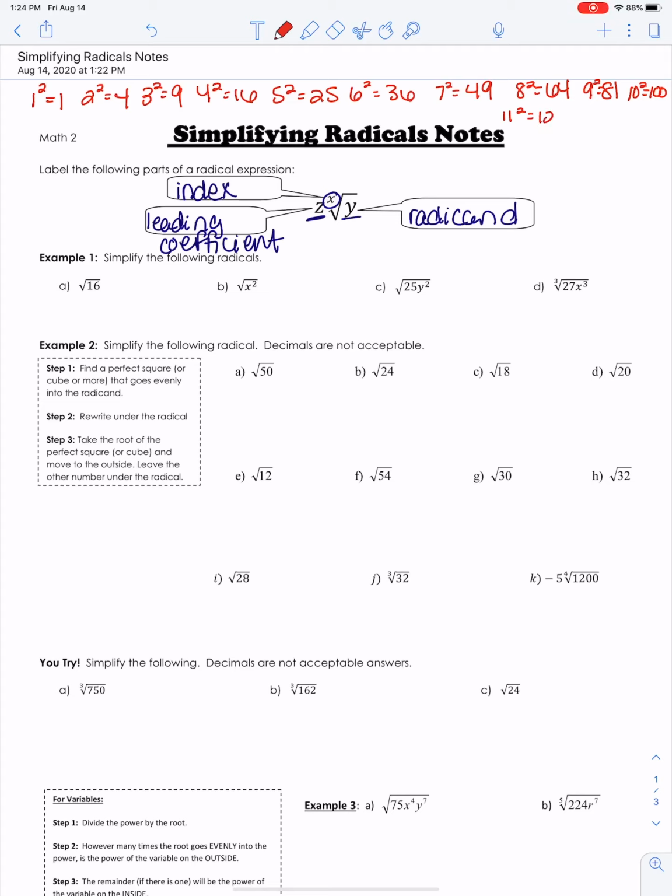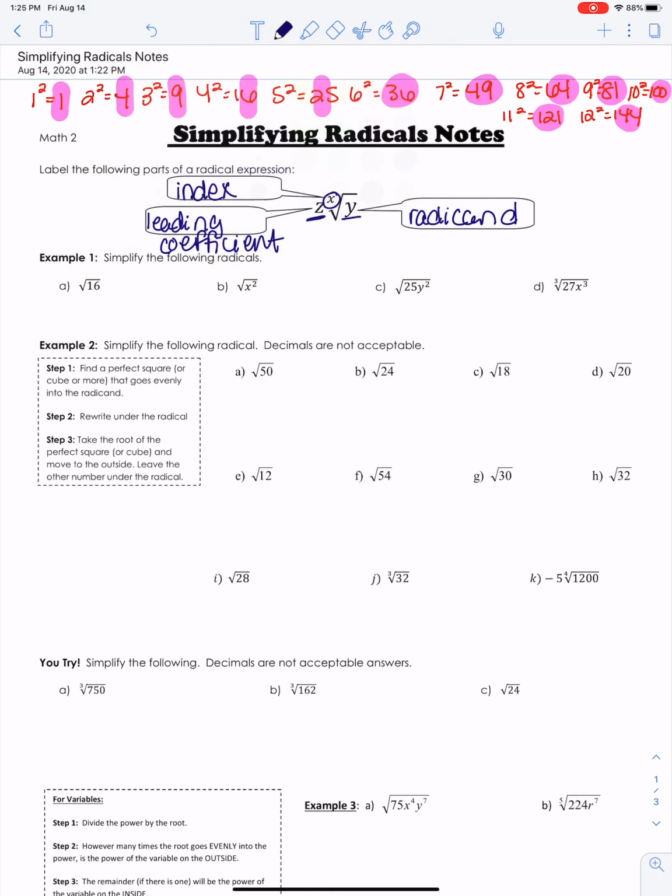11 squared gives you 121. 12 squared, 144. So what is super important for you to know is that 1, 4, 9, 16, 25, 36, 49, 64, 81, 100, 121, and 144, those are considered to be perfect square numbers. Learn those if you don't already know. And if you want, you can jot them down on your paper so that you always have them to look at. But if you know them by heart, it's just going to make your life a whole lot easier when you're doing this stuff.